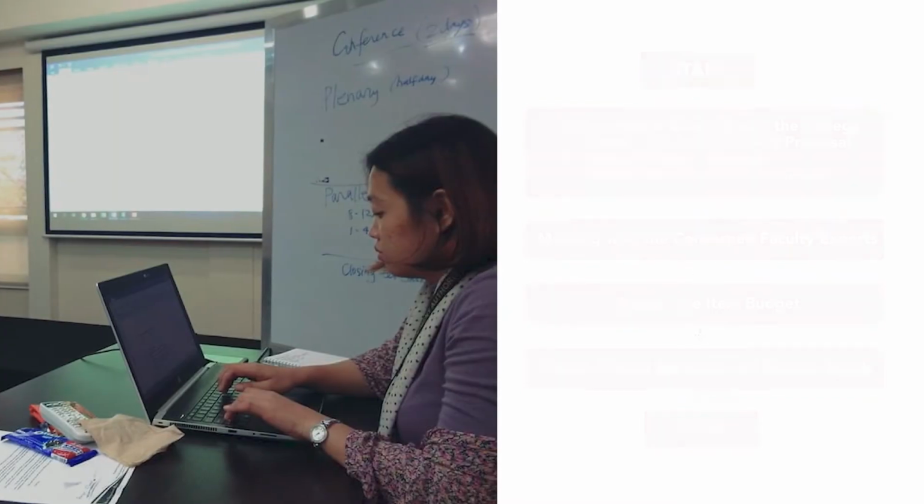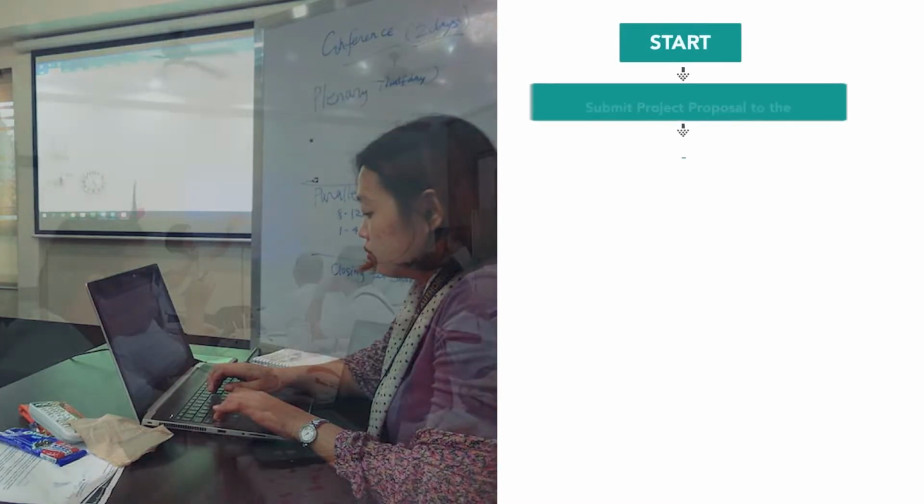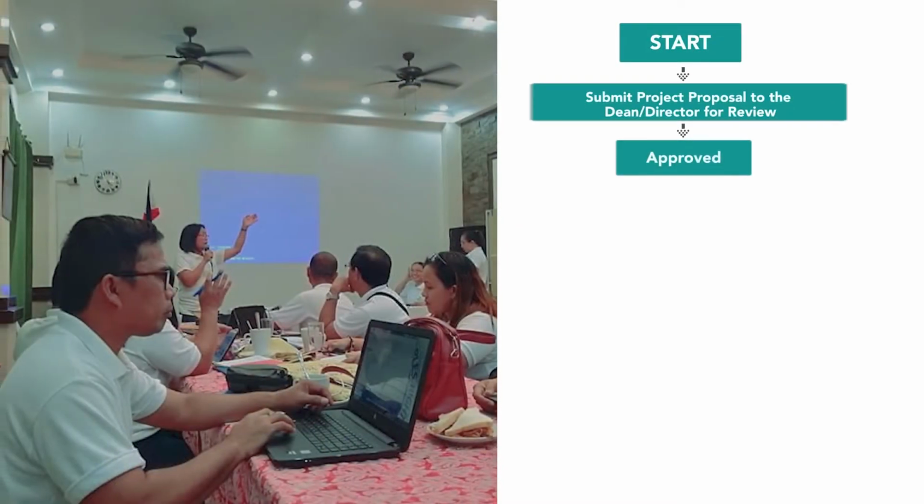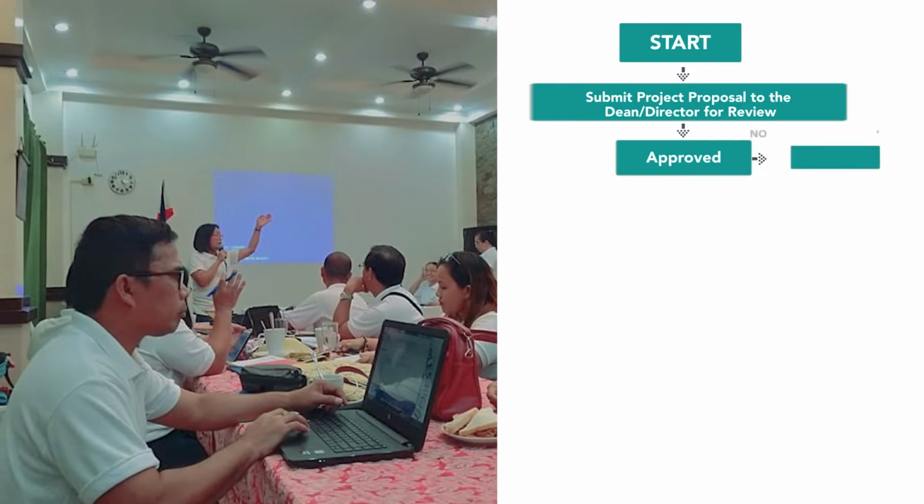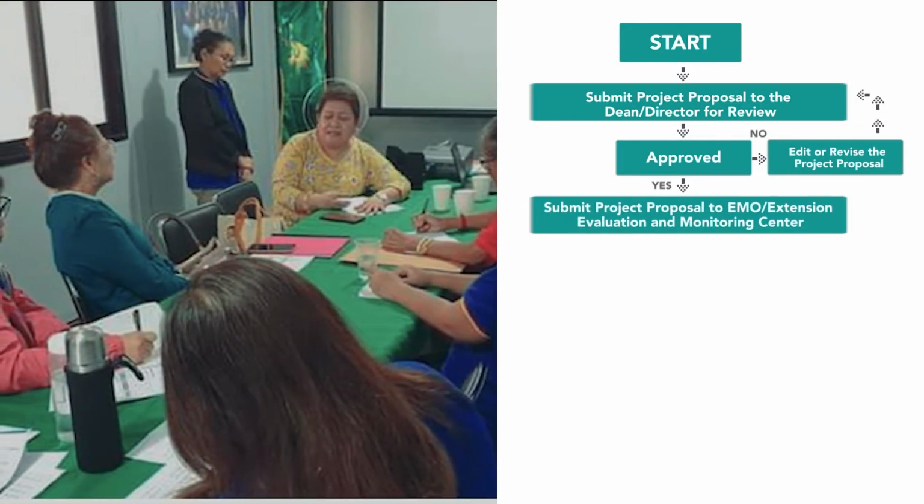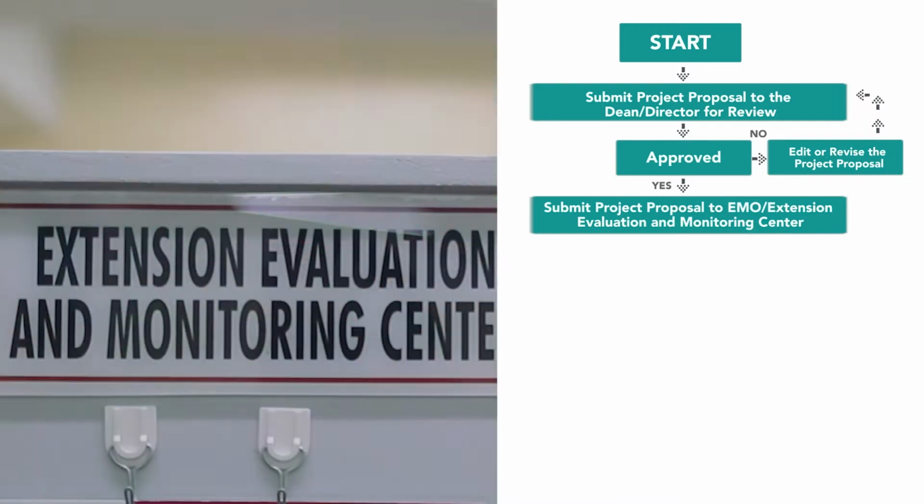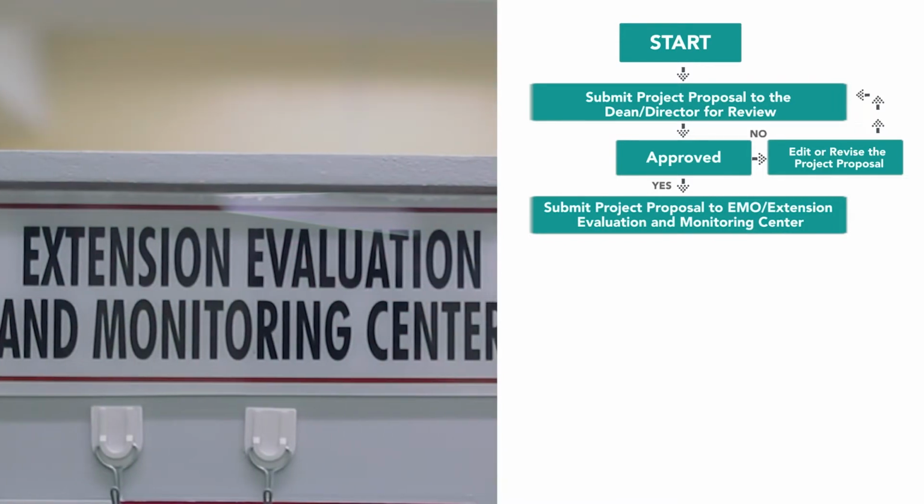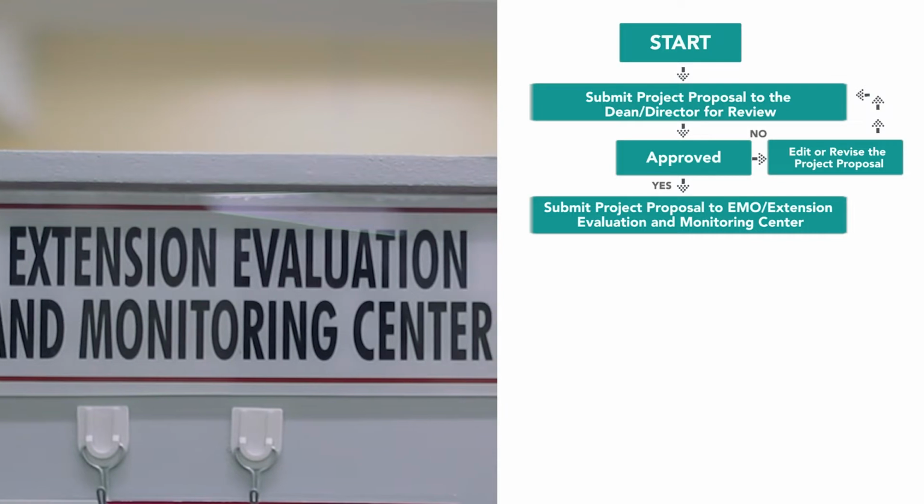The finalized project proposal is then submitted to the respective deans, directors, for approval. If the dean, director approves of the project proposal, this will be endorsed to the Extension Evaluation and Monitoring Center of the Extension Management Office for Technical Evaluation.